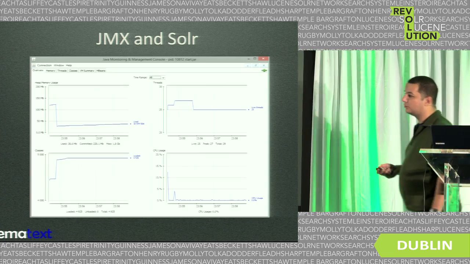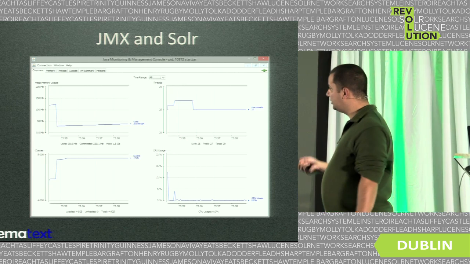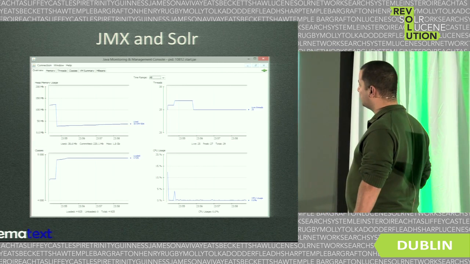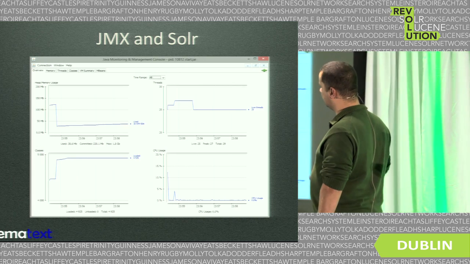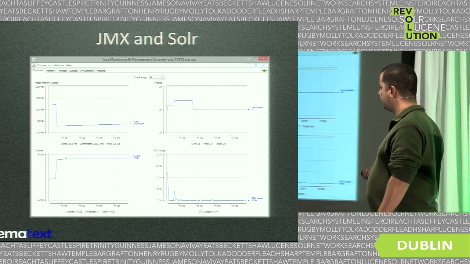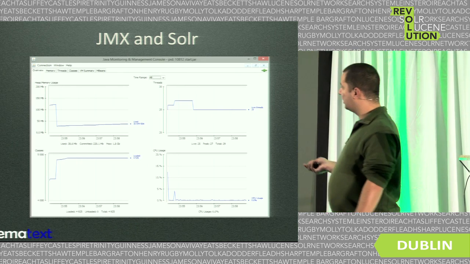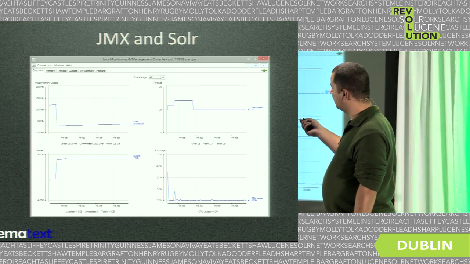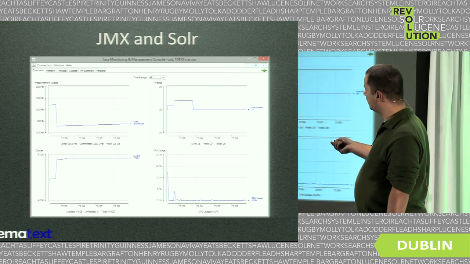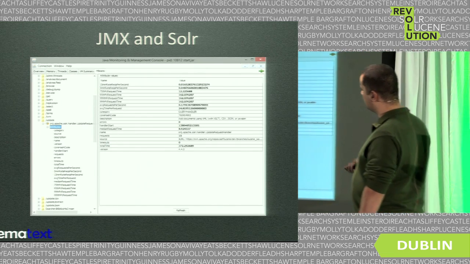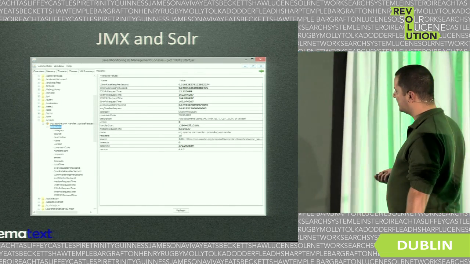We can use the JVM for monitoring. We just start Solr with a single parameter. We connect, for example, with JConsole provided with the JVM, and we can see the threads. We can see the memory usage. Of course, we can see the threading and the memory tabs. We can also see all the beans exposed by Solr.